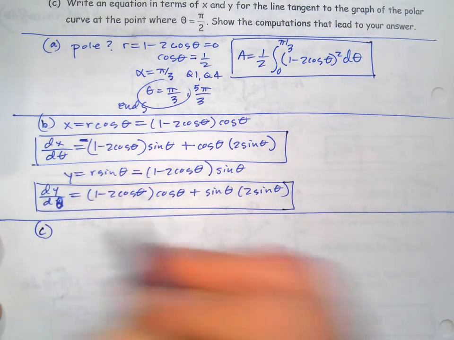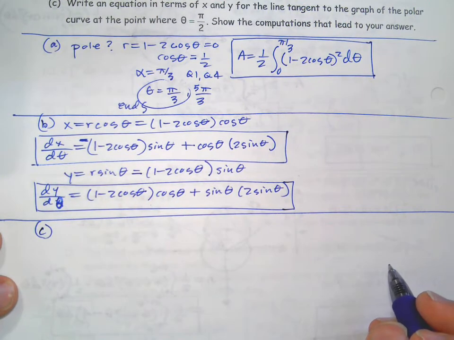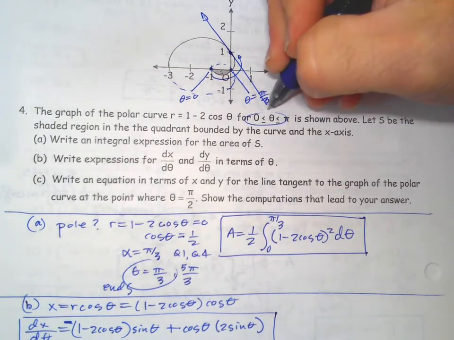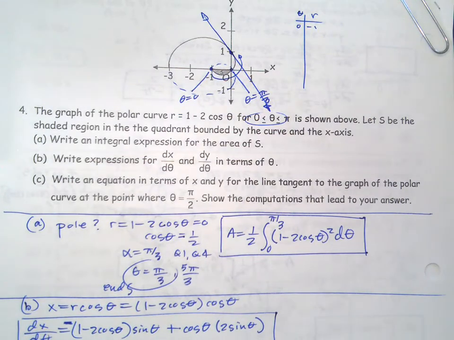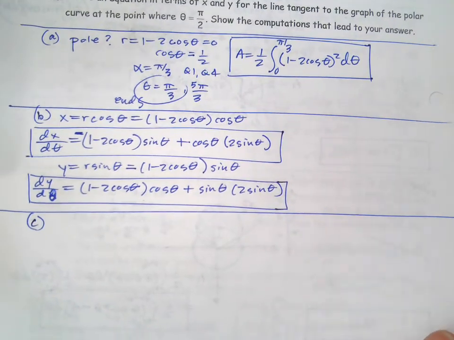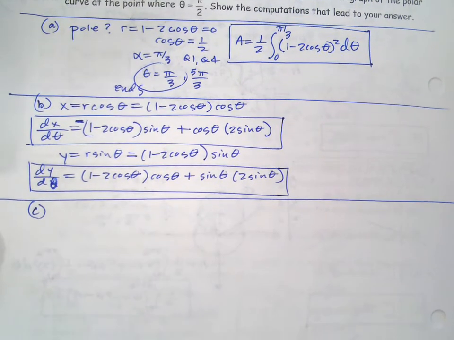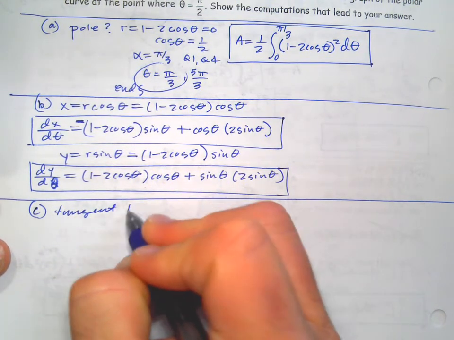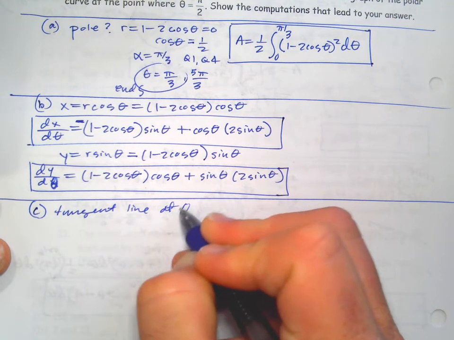And C says write an equation in terms of x and y for the line tangent to the polar curve at the point where theta equals pi over 2. Show the computations that lead to your answer. Now on the picture, I'm trying to find the equation of that tangent line right there, which might be good just for yourself to sketch. It better have negative slope. It better have a y-intercept. So we need a tangent line at theta equals pi over 2.